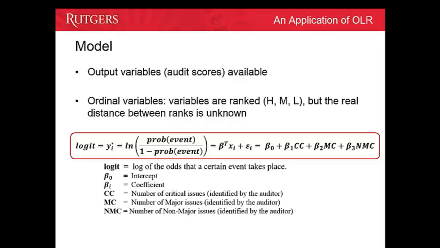While the independent variables are the aggregate counts of the three classes of issues, which is to mean they are the aggregate counts of critical issues, major issues, and non-major issues. As we can see from the formula here, the Logit is a function of beta 0, which is the intercept. It's a function of the three variables, and beta 0 is the intercept, while beta 1, beta 2, and beta 3 are the coefficients for the critical issues count, major issues count, and non-major issues count, respectively.